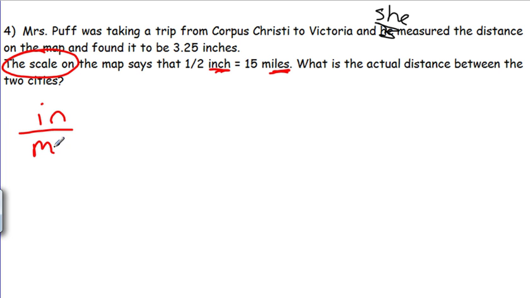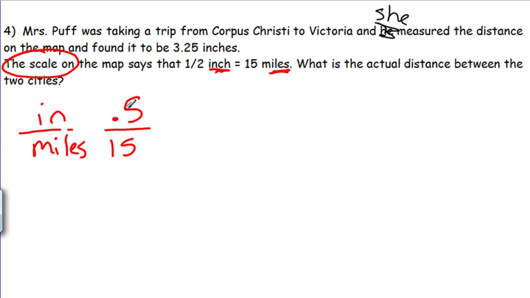Okay, miles. We can always start out by looking at the ratio that the map gives us. So 1/2 of an inch is 15 miles, so 15 miles go on the bottom. Now I don't want to put fractions in my fraction, so I don't want to put 1/2 here. I can turn that into a decimal. That's going to be 0.5. So it's going to be equal to.